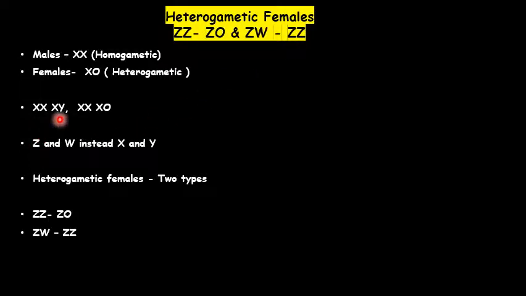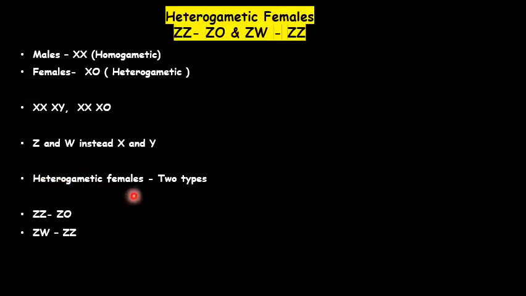Since we have already learned this with XX-XO type, we are going to use Z and W instead of X and Y, so that you don't get confused. For the heterogametic females, instead of X and Y, we are going to use Z and W, right?